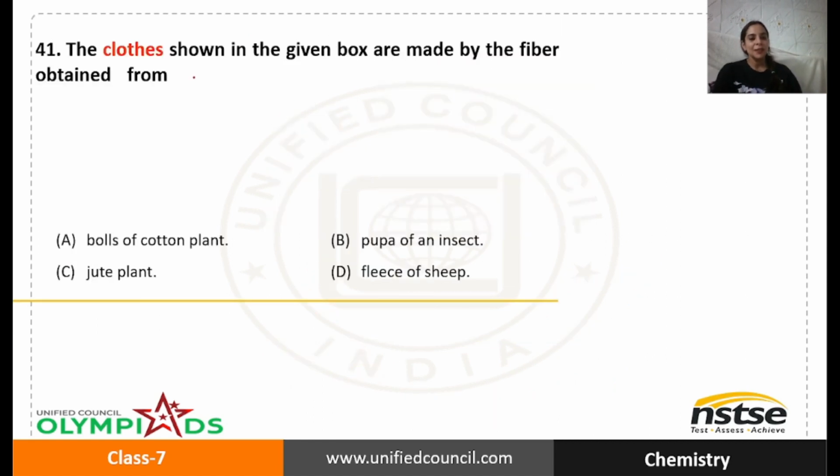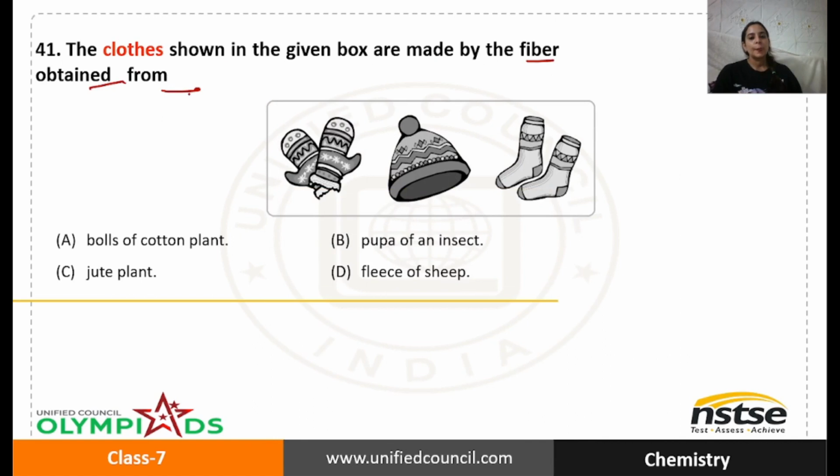Next question says, the clothes shown in the given box are made by the fiber obtained from. Here you can see the picture. I hope by just looking you can make out what the picture is. This one indicates gloves, cap and socks. So the clothes shown in the given box are made up of fiber. We know that these all are woolen clothes, okay, and they are made up of wool.